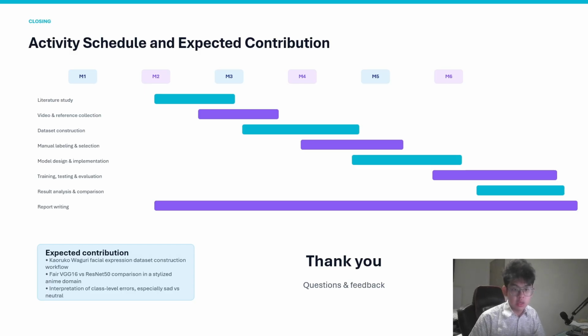The expected contribution of this research is threefold. First, this research provides a dataset construction workflow for Kawaguri facial expression classification. Second, it provides a fair empirical comparison between VGG16 and ResNet50 in a stylized anime domain, because the dataset that we are using is an anime character. Third, it provides analysis of class-level errors, especially for visually similar expressions such as sad and neutral.